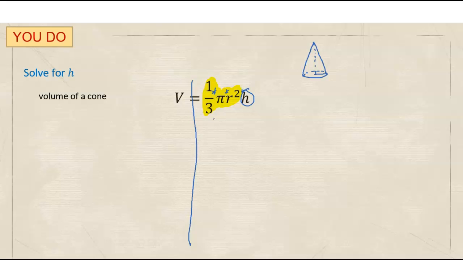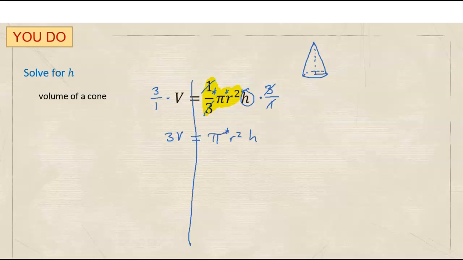Let's just deal with this 1/3 first. Okay, so we've been looking at this today. We could divide by 1/3, but maybe there's a better way. Maybe we can get rid of it by the multiplicative inverse. Multiply by 3/1, which really is just 3, right? 3 divided by 1 is 3. These 3's will cancel. These 1's go away. We get 3v equals pi r squared h.